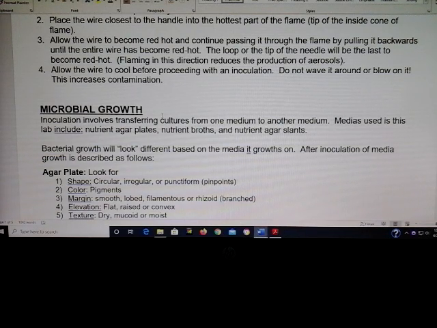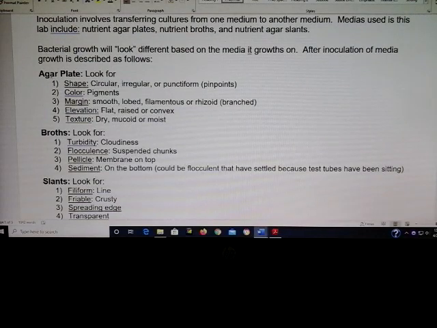So once you've done that and you inoculate your media, what are the types of media that you could actually use to study microbes? Well, the first one would be an agar plate. And on the plate, you could look for different colony characteristics. Now, a colony is a group of cells that arise from a single cell. Good to know for your test.